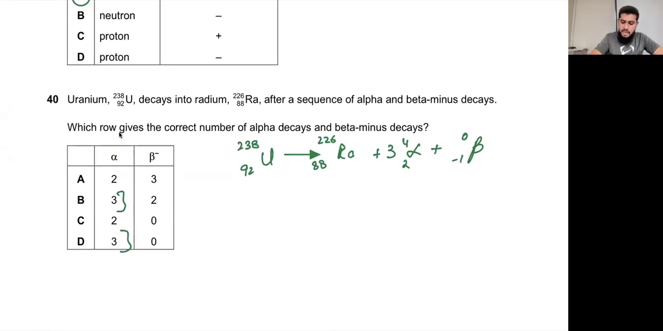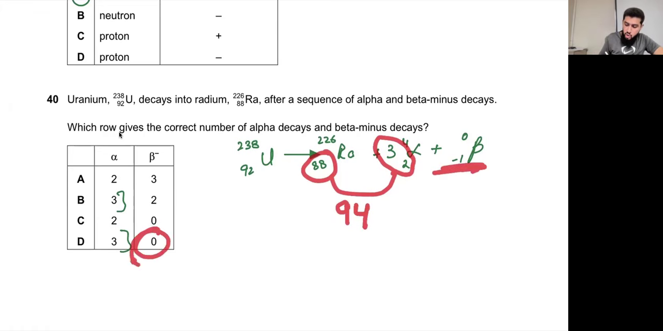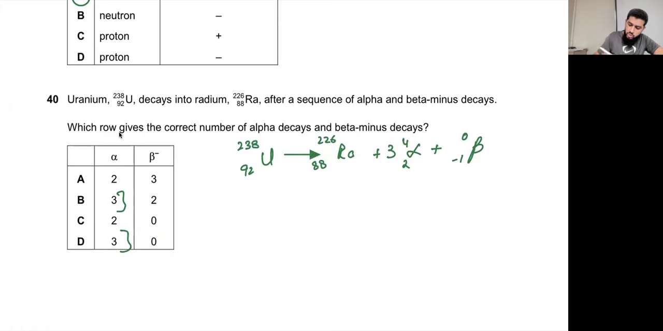As far as the beta decays are concerned, this is 92, this would be 3 2s are 6 plus 88. 88 plus 6 is 94, which means you need beta decays. You cannot have 0 beta decays. How many beta decays do you need? You need 2 beta decays. So the answer is B.